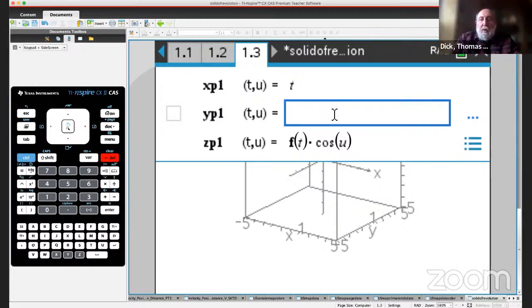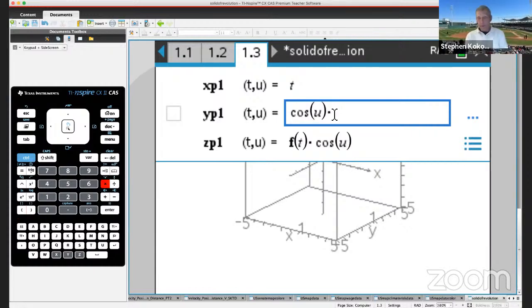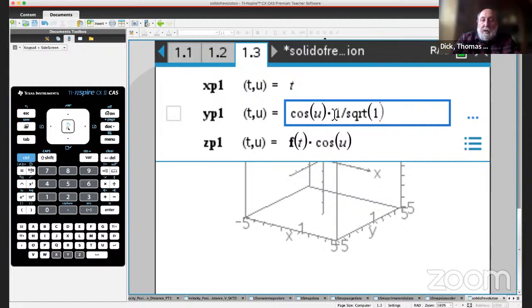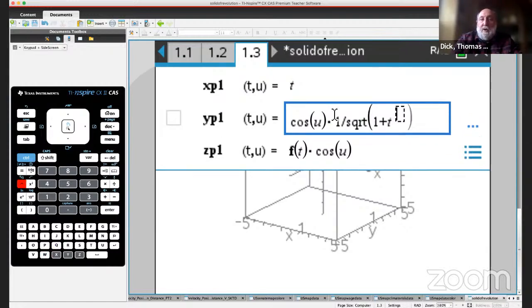Okay. Now we're letting x be t, so I'm going to put cosine of t, or excuse me, cosine of u, times 1 divided by the square root of 1 plus t squared. Perfect.